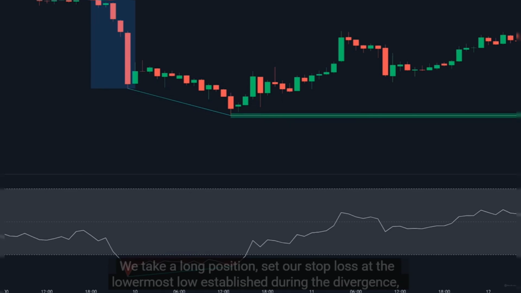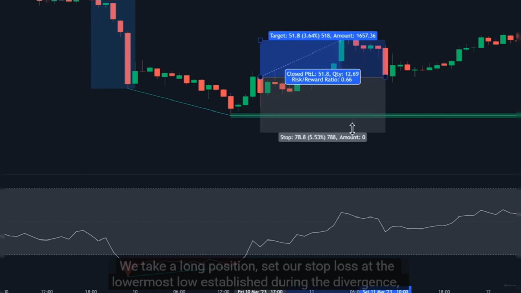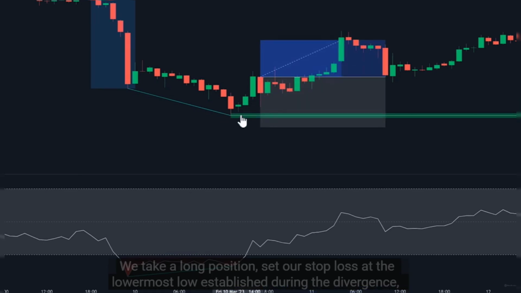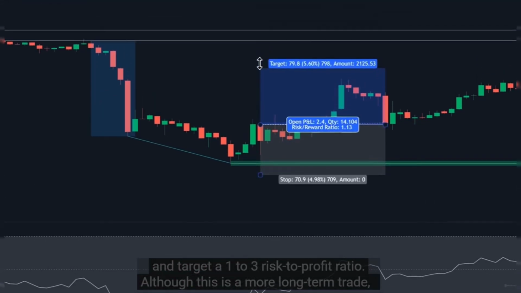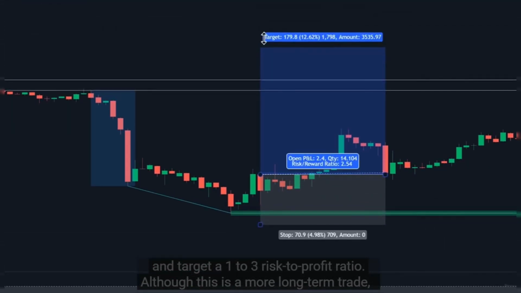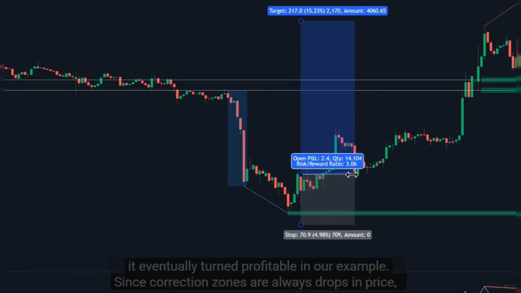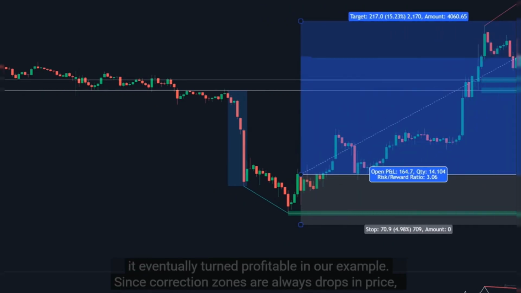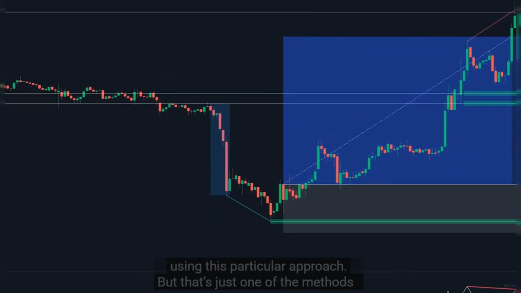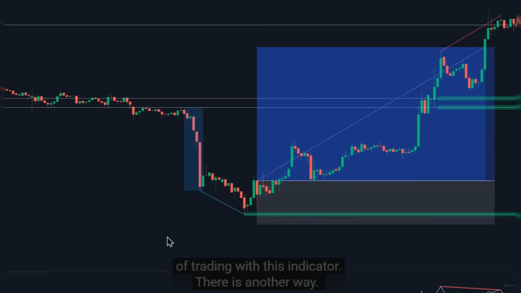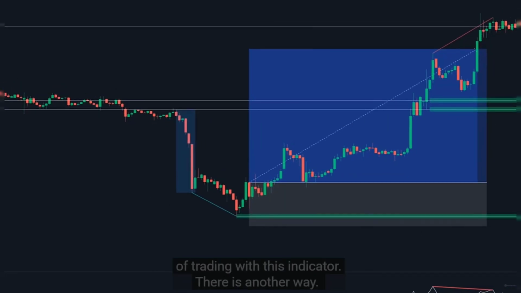We take a long position, set your stop loss at the lowermost low established during the divergence, and then you want to target a 1-to-3 risk-reward ratio. Now, this is a more long-term trade, so it eventually turned out profitable in our example. But that's just one of the methods of trading with this indicator. But there is another way.